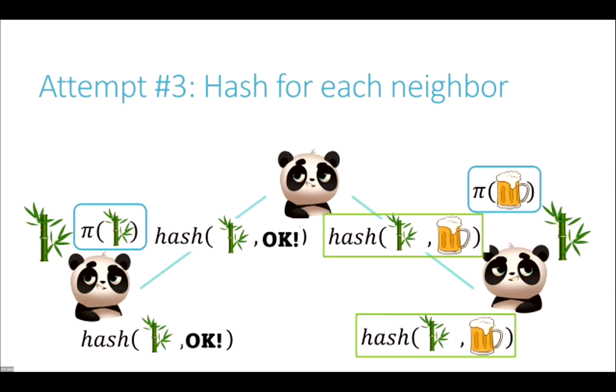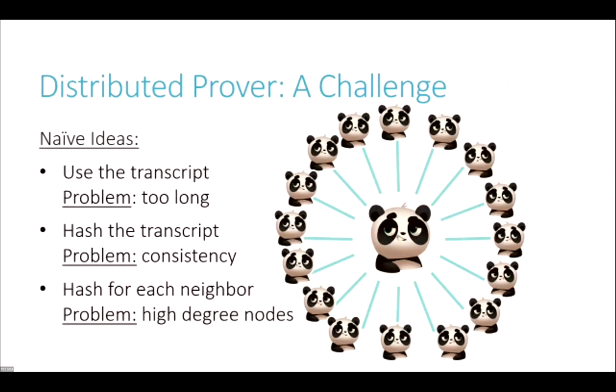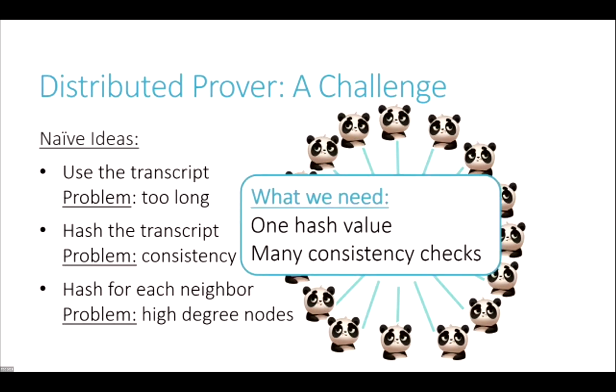They can check consistency, and this actually is sound. Now our problem is that it requires each node to have a separate value as part of the certificate for each neighbor. And while in this example it doesn't seem so bad, in general networks we could have something that looks like that. And once we have high degree nodes, we cannot afford the certificate to grow linearly with the degree. So it seems that what we need is to have one hash value and to perform many consistency checks over it without having separate values for each such check.